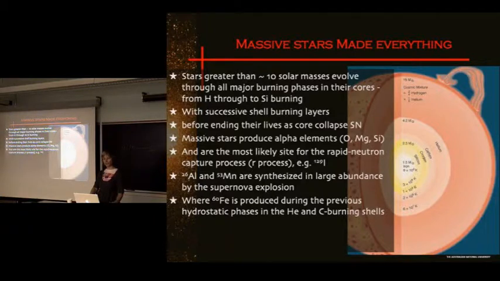And they're also the likely site for the rapid neutron capture process. This is where you add neutrons so quickly that if you reach something that's unstable, it doesn't have time to decay before capturing another neutron. So this way you tend to make the heaviest elements, so uranium, thorium, etc. Aluminum-26 and manganese-53 are synthesized in large quantities in the supernova explosion, whereas iron-60 comes from the previous hydrostatic burning phases in the helium and carbon burning shells.